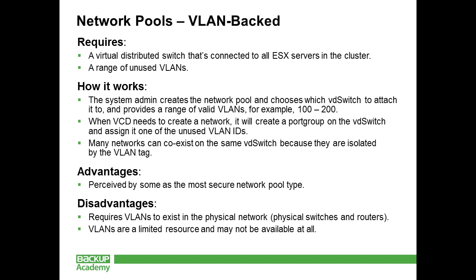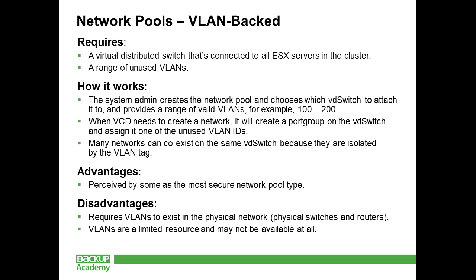So for the creation of this network pool, you will have to provide a range of VLAN IDs and the respective DV switch, which is connected to the uplink ports that are trunked within that range of VLANs, and a name for it. So if you imagine you can have a range of say 200 VLANs pre-created on your network switches, you give a port on your DV switch that has those, and then you say to vCloud Director, here's the range, I have 200 VLANs, consume these when you need to create networks. So the advantages is some people perceive this as the most secure network pool type.